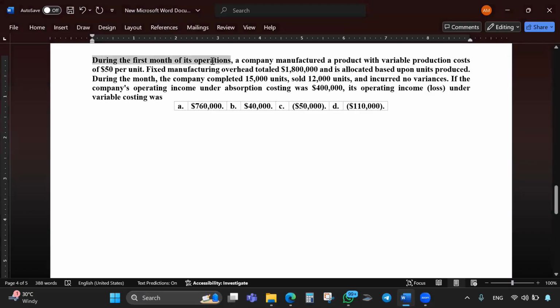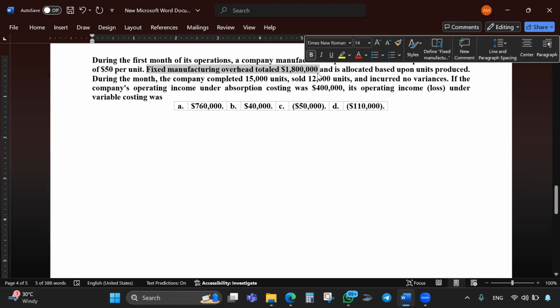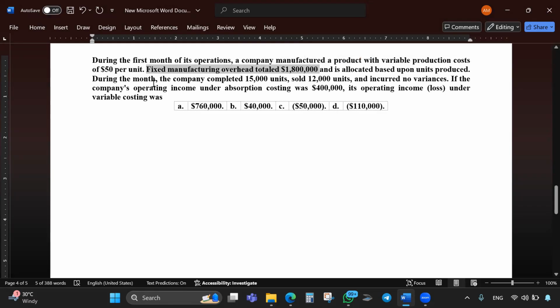During the first month of its operations, a company manufactured a product with a variable production cost of $50 per unit. Variable cost is 50 to produce this product. Fixed manufacturing overhead totals 1,800,000 and is allocated based on units produced. During the month, the company completed 15,000 units but sold only 12,000 and incurred no variances.